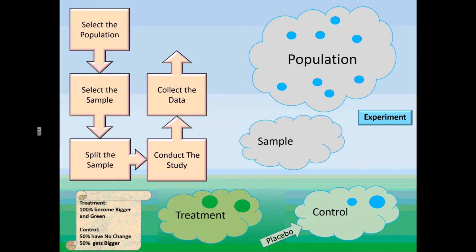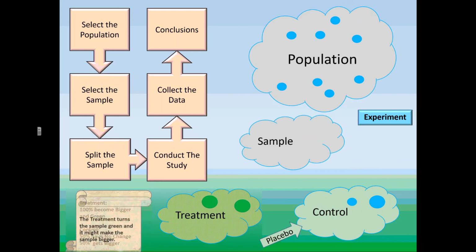When we collect the data, we look at the treatment and say 100% of those bubbles became bigger and definitely greener. In the control, half of the bubbles didn't change at all, but half of the bubbles got bigger. This will then impact our conclusions. In our conclusions, we can see that the treatment definitely turns the sample green. That is a given, because in the treatment, bubbles are green, in the control, bubbles are not green.